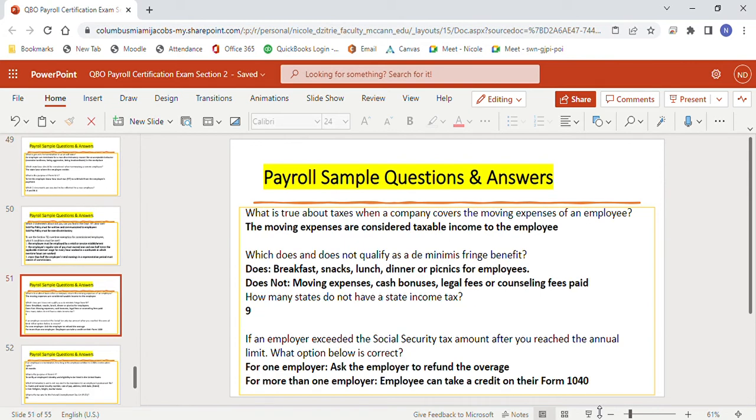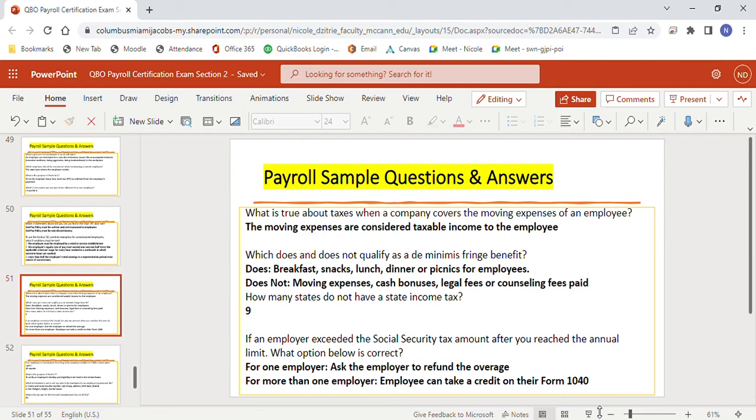What is true about taxes when a company covers the moving expenses of an employee? Those moving expenses are considered taxable income to the employee, until what, 2025, it said. So those moving expenses are considered taxable income to that employee.